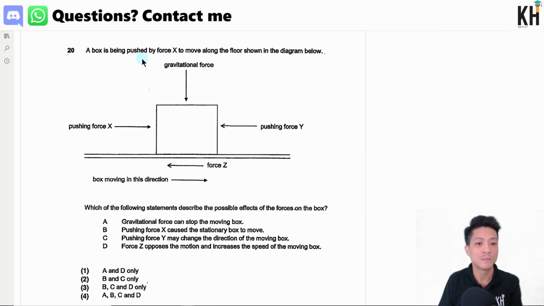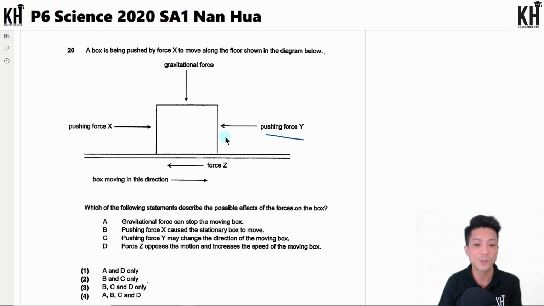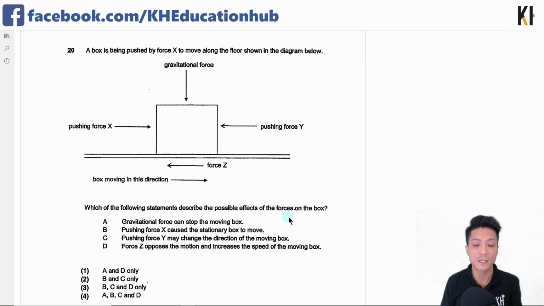Question 20. A box is being pushed by force X to move along the floor as shown in the diagram below. Okay, so there's also gravitational force, there's also pushing force Y, and there is another force Z. Okay, the box is moving in this direction to the right. Which of the following statements describe the possible effects of the forces on the box?